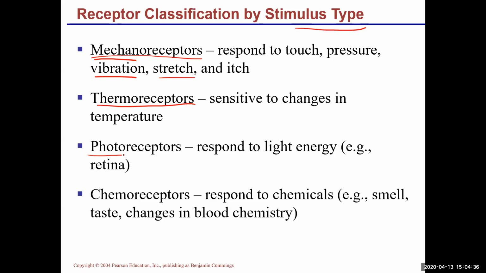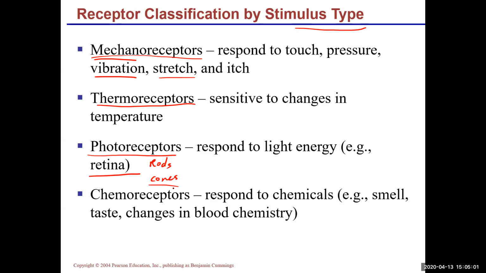Next up, you have photoreceptors. These are the sensory receptors that respond to light energy. They are mostly concentrated in the retina. You probably remember from your anatomy, this is where the photoreceptors are located. There are two types of photoreceptors, rods and cones.